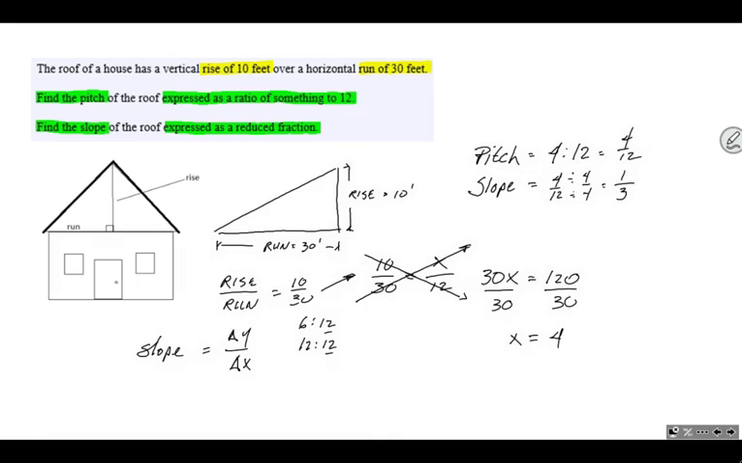So these are our answers here. The pitch of this roof can be expressed as a 4-12 pitch. The slope of this roof can be expressed as 1 over 3, or 1/3.